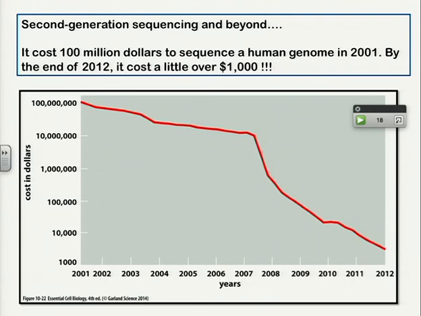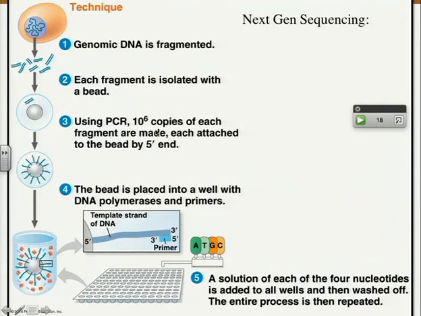But that's a problem that was not something that could have been anticipated 10 years ago, when it took a huge amount of effort and time and money to sequence the first human genome that was sequenced. So now there's next gen and even third generation sequencing.